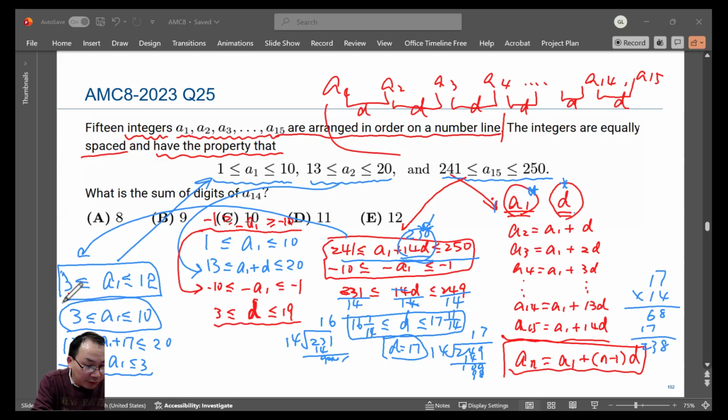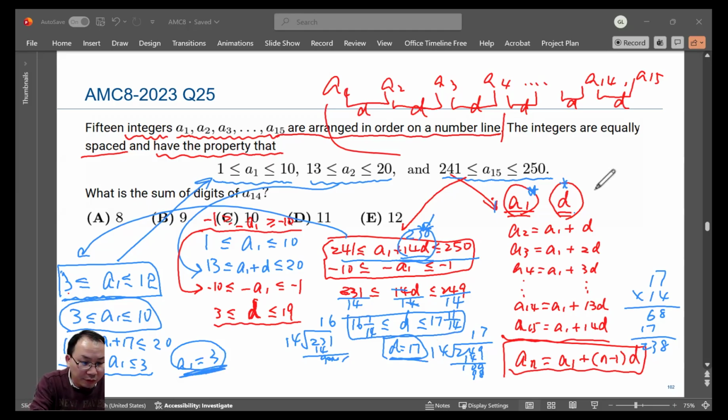So A1 should be greater than or equal to 3 here, and here less than or equal to 3. So A1 has to be 3. Make sense? So you can see, D has to be 17 and A1 should be 3. So now we have all the information.